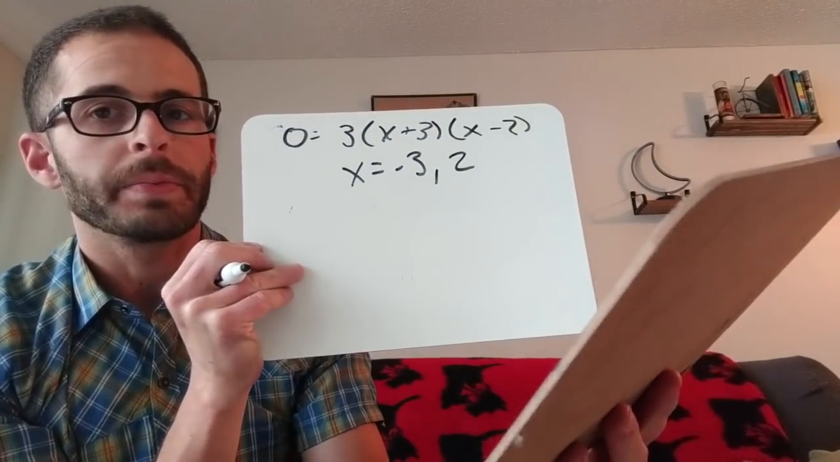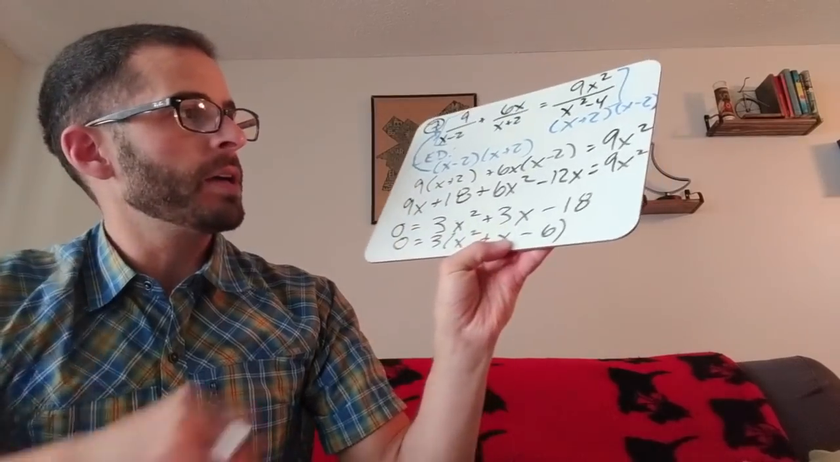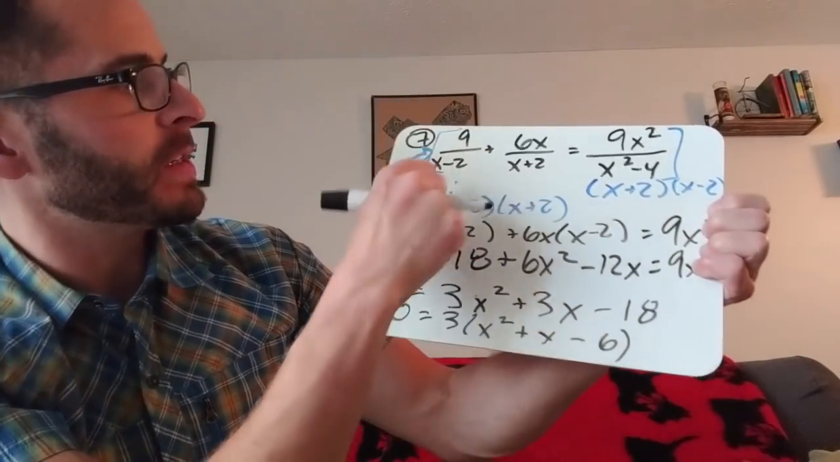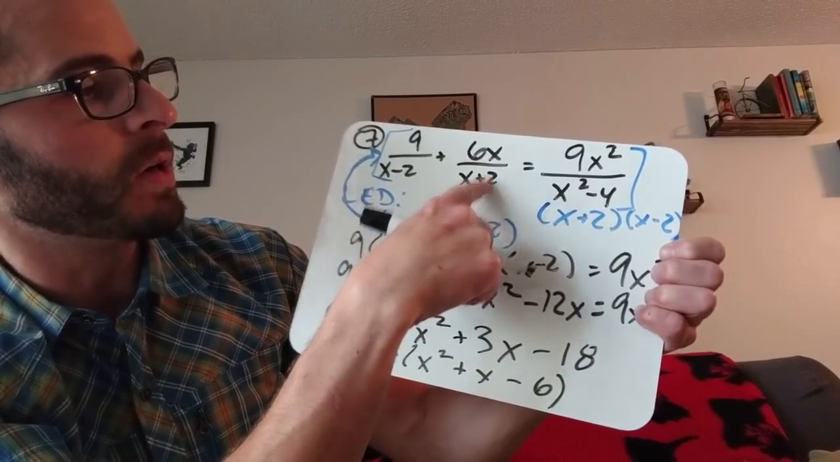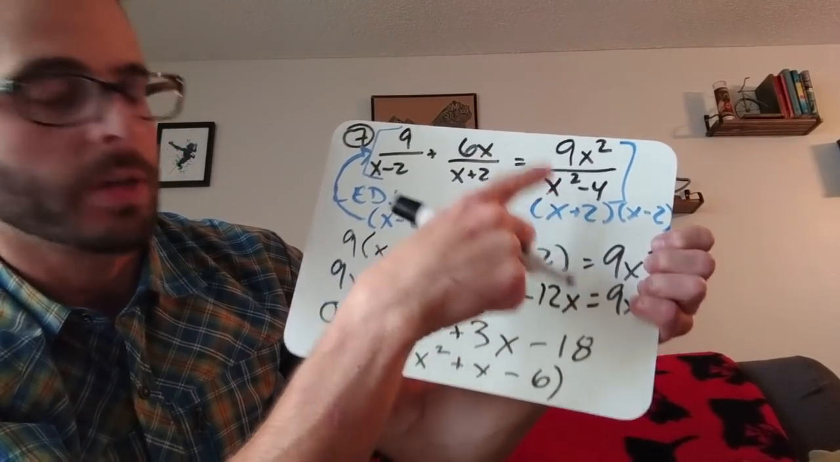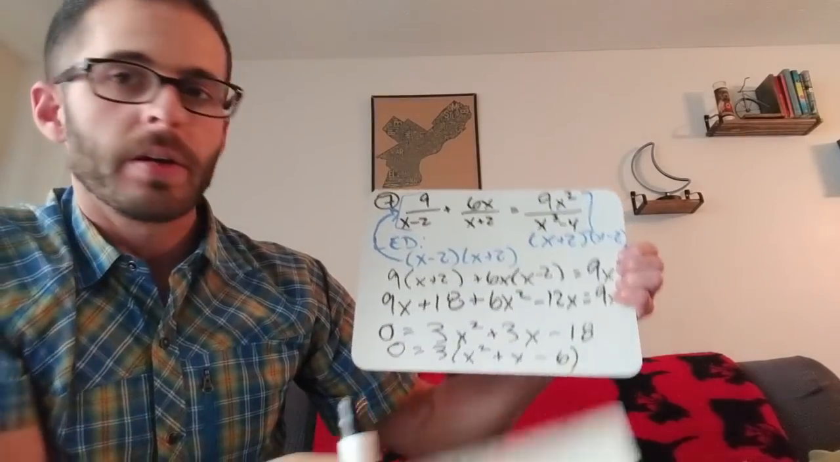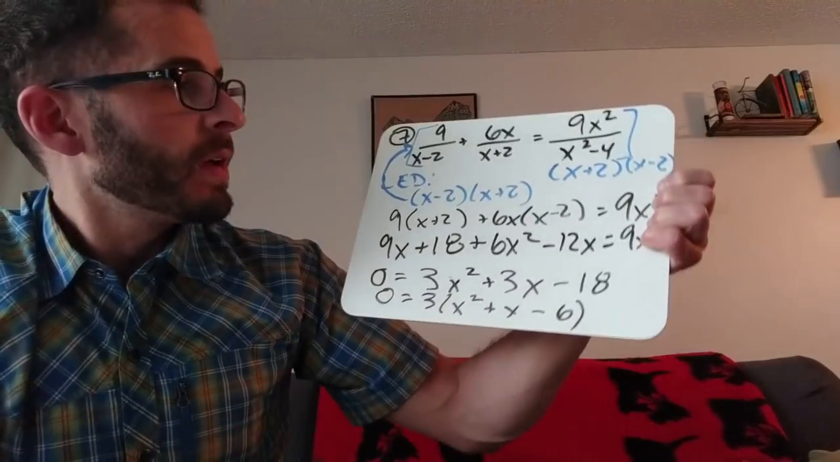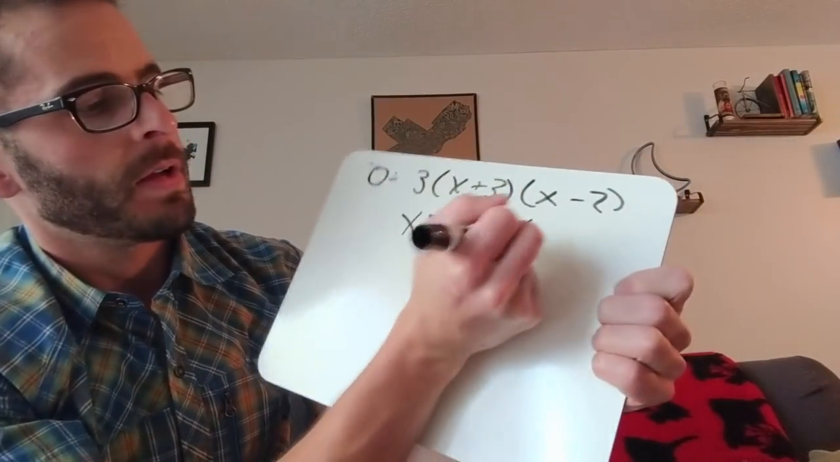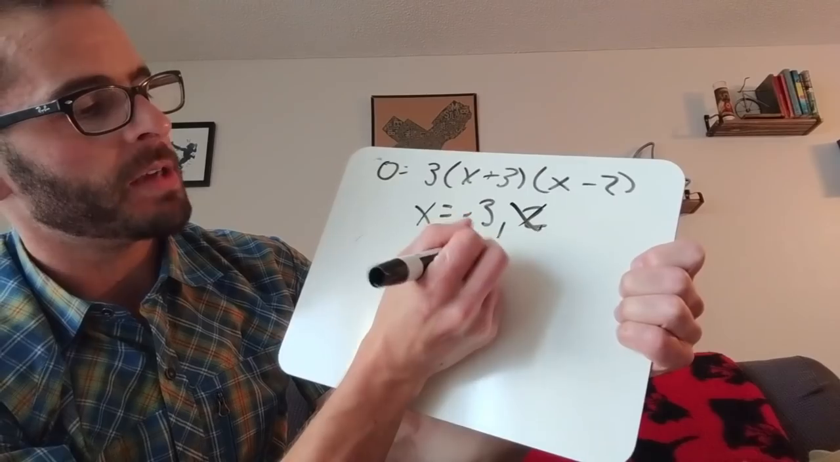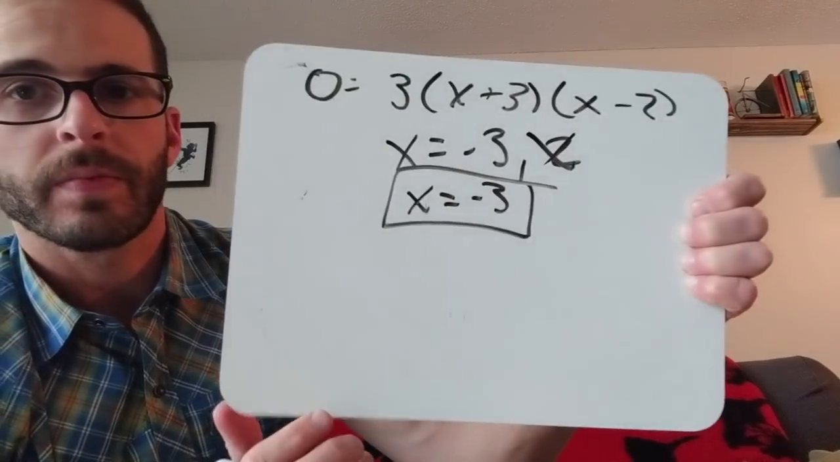So then I go back here. If I plug in a negative 3 to the denominator, does that make that 0? Nope. Does that make that 0? Nope. Does that make that 0? Nope. So negative 3 is a good answer. Let's try 2. If I plug 2 here, does that make that 0? Yep. All right. Cross out the 2. Your only answer is x equals negative 3. Okay?